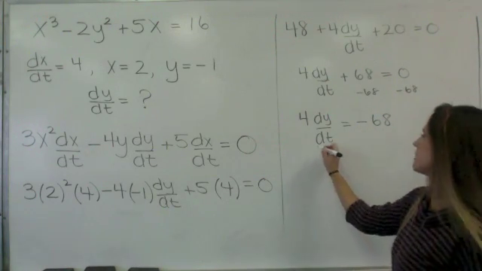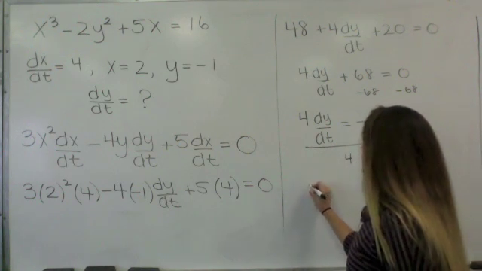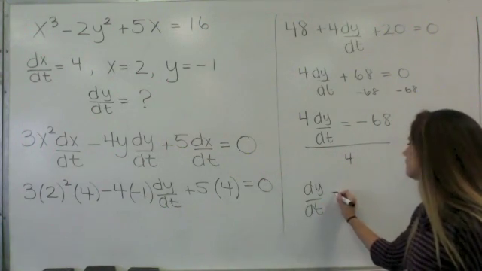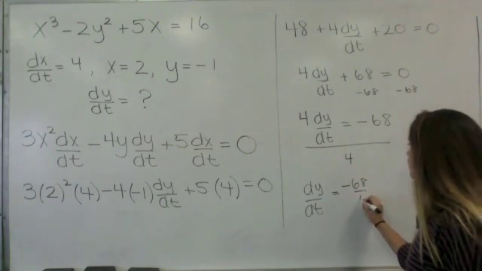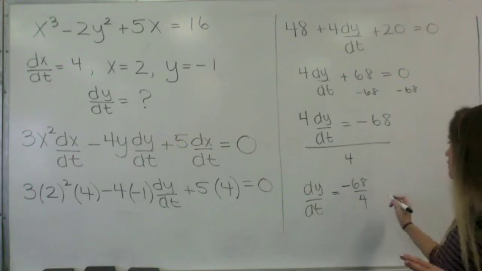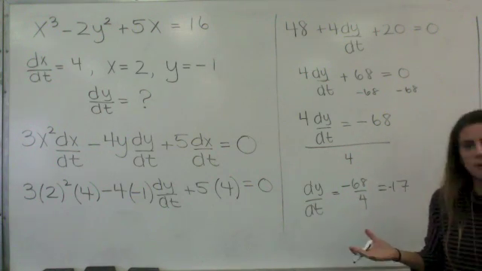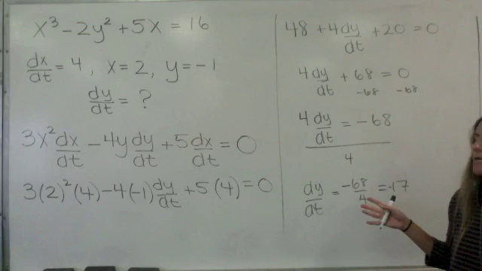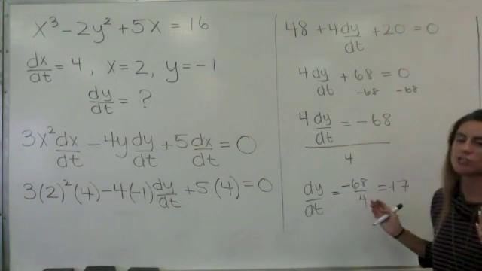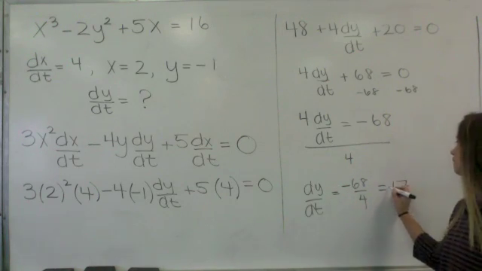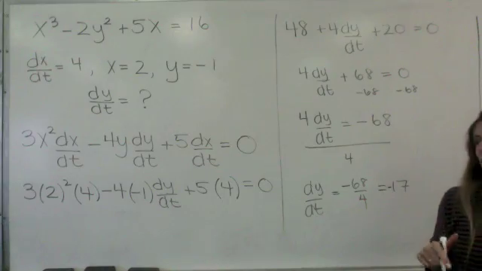So now you can just divide both sides by 4, and you get that dy/dt is negative 68 over 4. Now that does reduce to negative 17, but like we talked about in some other problems, on the AP exam, you do not have to reduce fractions, especially in a free response section, so that would be acceptable. But again, reducing to negative 17 is awesome also.